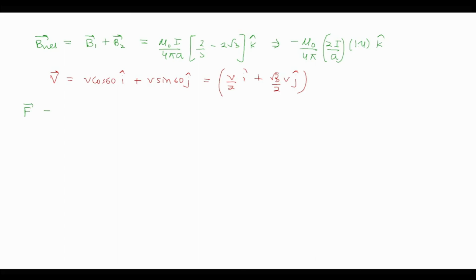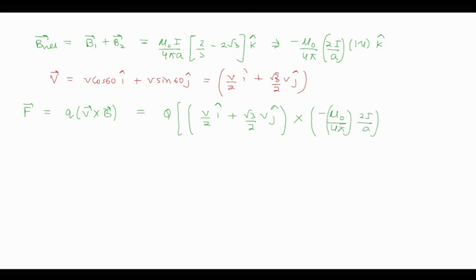Hence the force vector which is acting on the particle can be written as q v cross B. Using this expression, we can write it as capital Q times v cross B, which is v by 2 i cap plus root 3 by 2 v j cap, cross the magnetic field value, which is equal to mu naught upon 4 pi, 2 I by A, into 1.4 k cap.